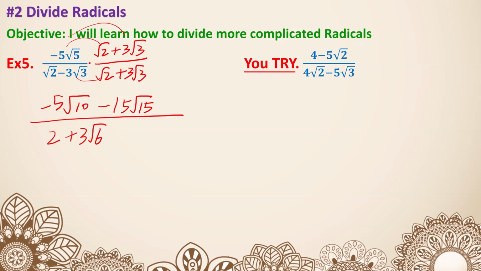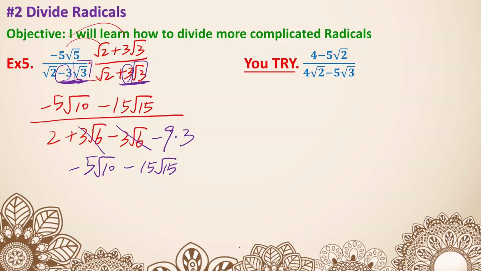The -3 square root of 3 times square root of 2 is a minus 3 square root of 6. And lastly, if you're always having trouble multiplying the bigger numbers, write them out. It's a negative 3 square root of 3 times a positive 3 square root of 3. Negative 3 times a positive 3 is a minus 9. The square root of 3 times square root of 3 is an extra 3. Get rid of the middle 2. I'm left with a negative 5 square root of 10 minus 15 square root of 15 on the top, all over 2 minus 27, which is a negative 25.